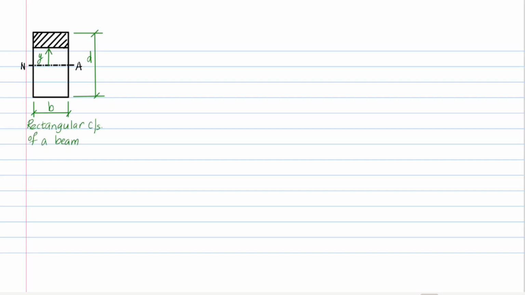The general shear stress formula for an arbitrary layer is given by S times A y bar over B I, where S is the maximum shear force acting at some section along the beam's length. A y bar is the moment of area above the arbitrary layer about the neutral axis. B is the actual width of the arbitrary layer, and I is the area moment of inertia of the beam cross section.